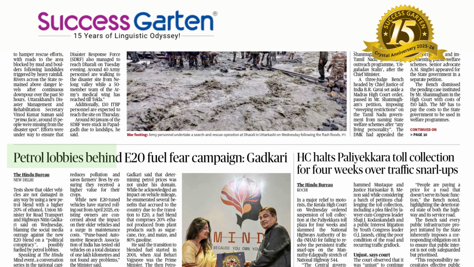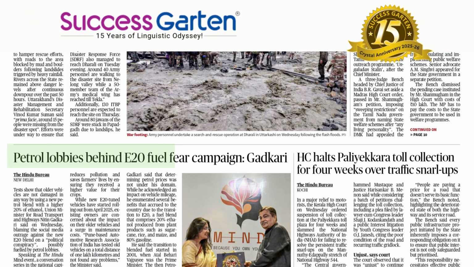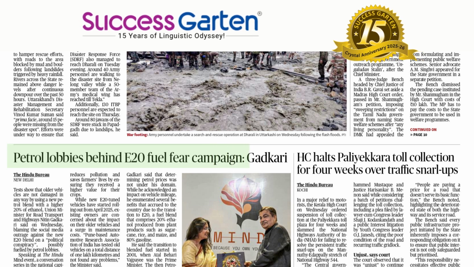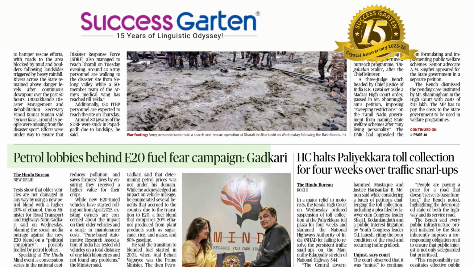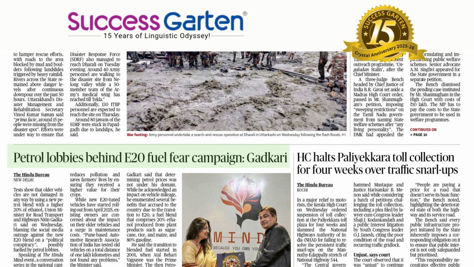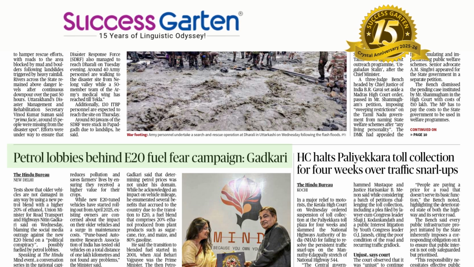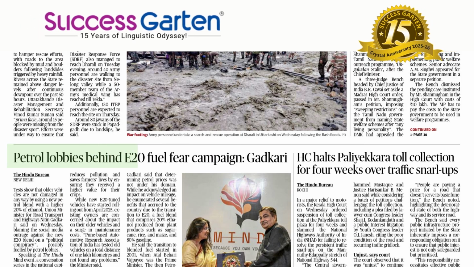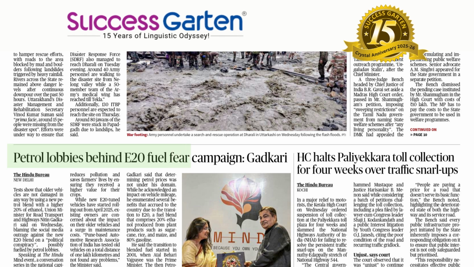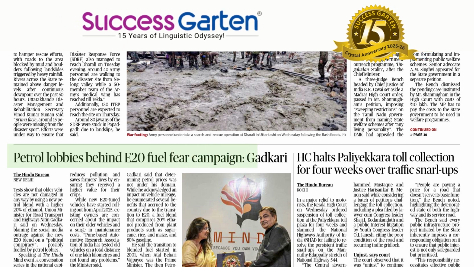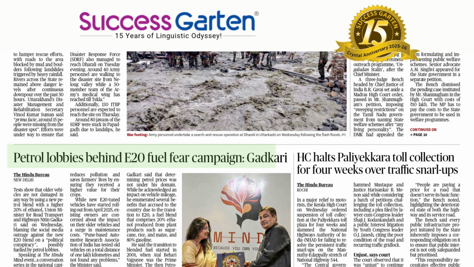Petrol lobbies behind E20 fuel fear campaign. Gadkari. So this is a statement by Union Minister for Road Transport and Highways Nitin Gadkari. Petrol lobbies. LOBBY. That is a very interesting noun. Lobby. Can it take a verb also? Lobby. A group of people who try to persuade the officials.